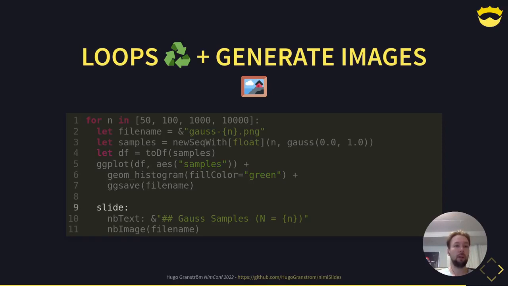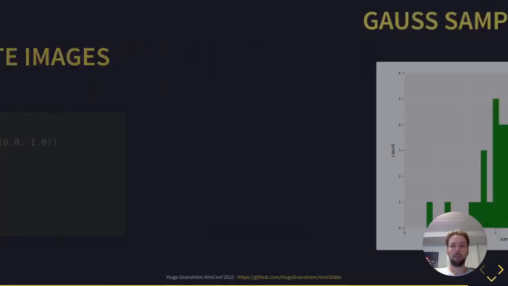Then we create a slide, and as I said, one slide will be created each iteration of the loop because we have put it inside. And the text that we want is a header with the Gauss samples, and we use string interpolation to insert the number of samples into the header. And then we use nbimage to load the image that we have just created. And this looks like this.